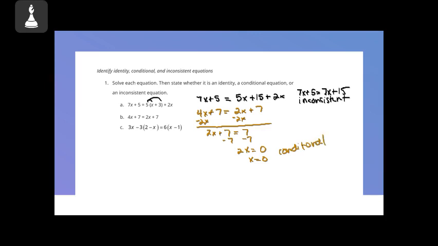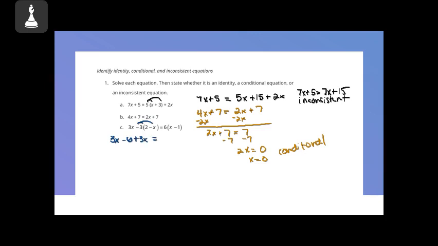If you follow along here, you're probably going to guess that this next one is going to be the identity. But let's check it to be safe. So let's distribute that -3 out. So I've got 3x. That's going to make -6 plus 3x. And then on this other side, distribute the 6 out, 6x minus 6.